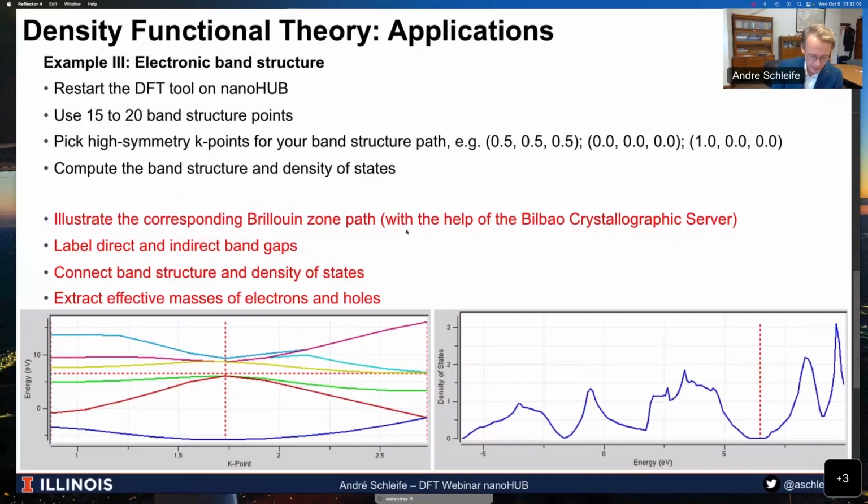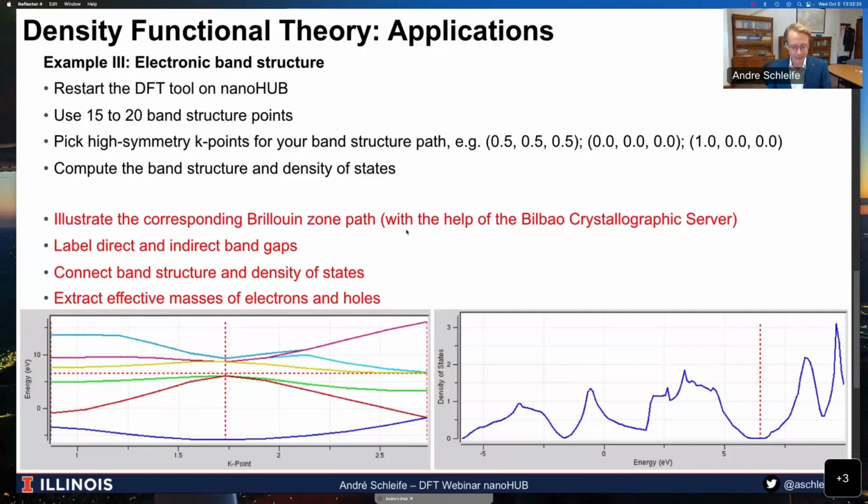You can also explain the mapping between band structure and density of states, right? By aligning these two plots, you can rotate the density of states plot and make it such that the states align with the bands, and that helps students understand that concept. And you can also have them extract effective masses. I'm not doing this in this webinar today, but these are things that we do in course projects, for instance.